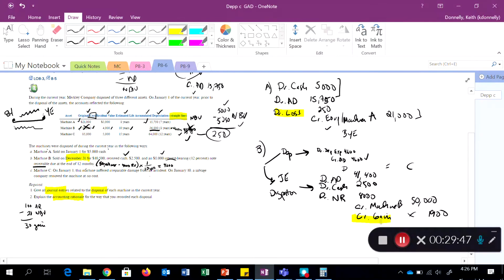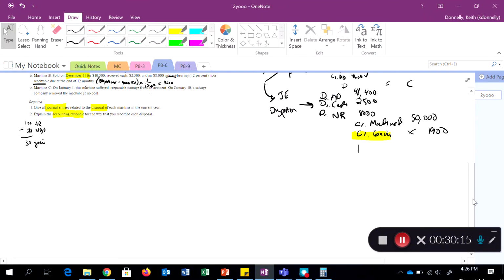And you could do it where you just think about it logically, get rid of each of the items, and then plug the difference to make the equation balance. Or you could say, hey, what did I receive? The fair value of these two things. What was the carrying value of what I got rid of? So my machine and the accumulated depreciation. The difference is either going to be a gain or loss. Let's look at C.